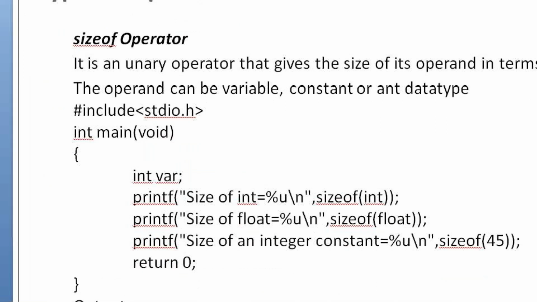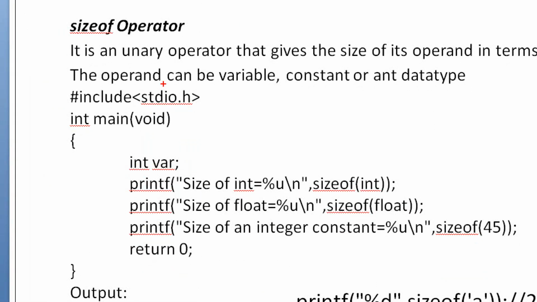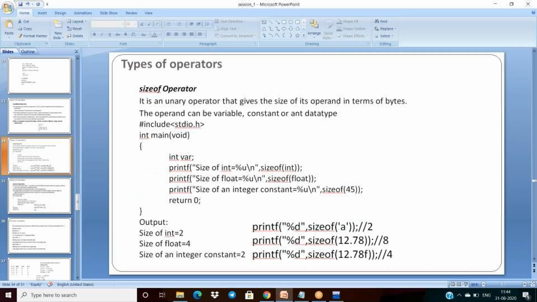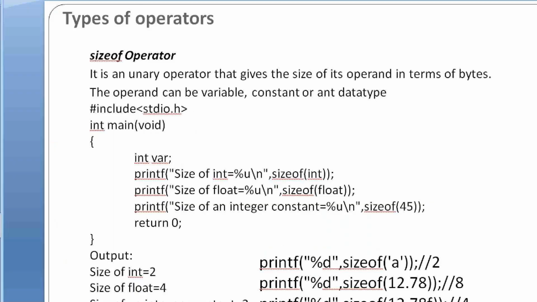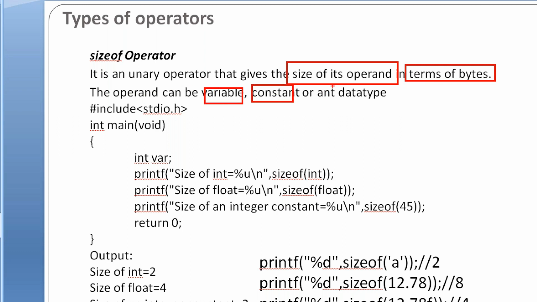Next one is the sizeof operator here. Sir, what is the sizeof operator? The sizeof operator is a unary operator. It gives the size of the operand in terms of bytes. The operand may be a variable, a constant, or a data type also. Anything you can use. Okay, so let us see an example of that.